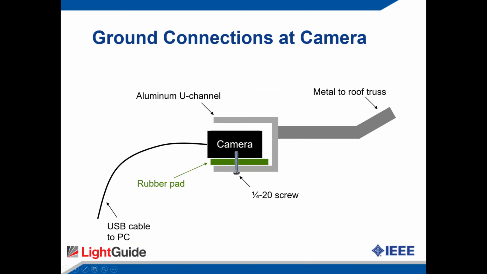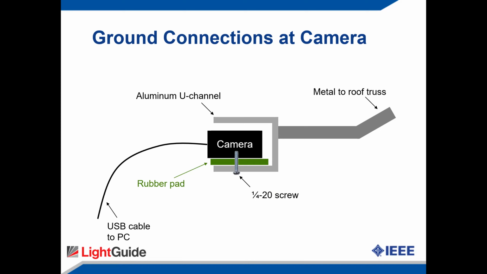And so if you look at a little zoomed in view here of our USB camera, this is an Orbbec camera, a Chinese brand, structured light, 850 nanometer depth camera. We had made a U-channel aluminum bracket around it with a rubber mat and a 1/4-20 steel screw holding that camera inside that U bracket.